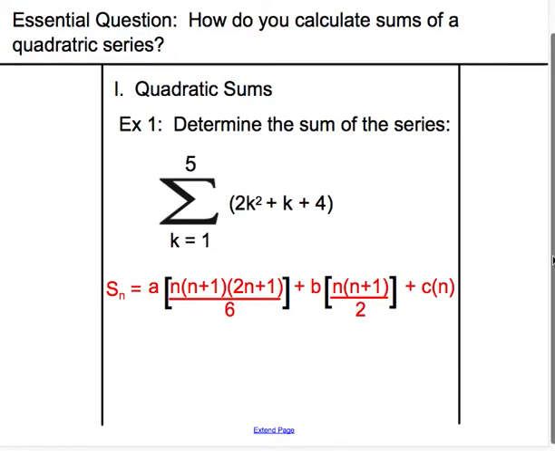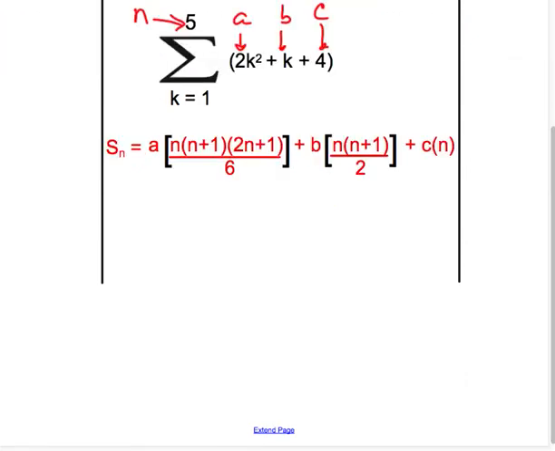All you need to do is identify A, B, C, and N, which we already know how to do. Again, A is the lead coefficient for your quadratic. B is the coefficient of your middle term, or your K, and then C is your constant. N, of course, is the number of terms, or the top part of your sigma notation. So we're going to substitute all those pieces into our formula.